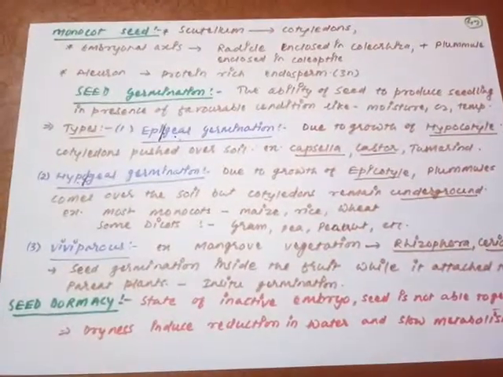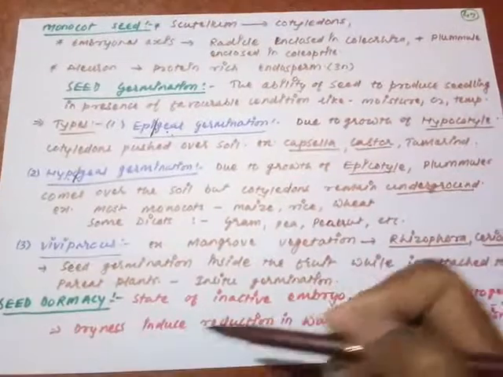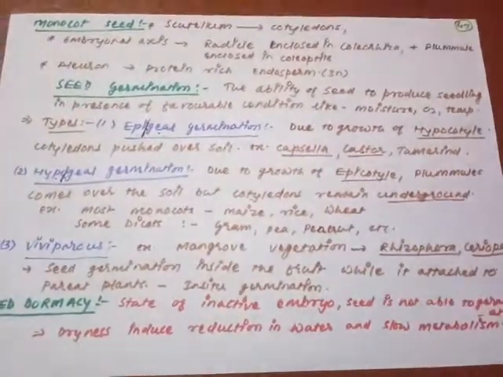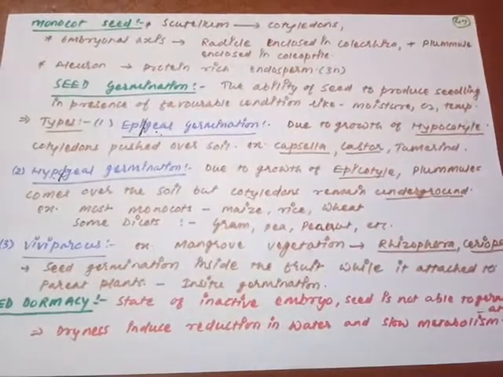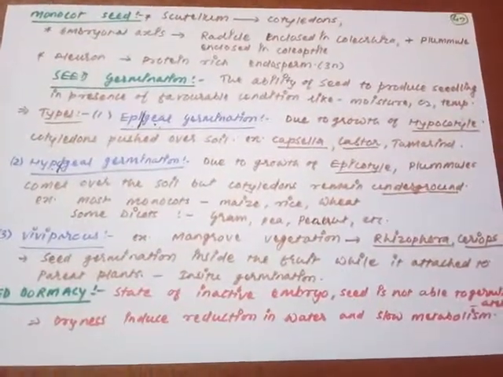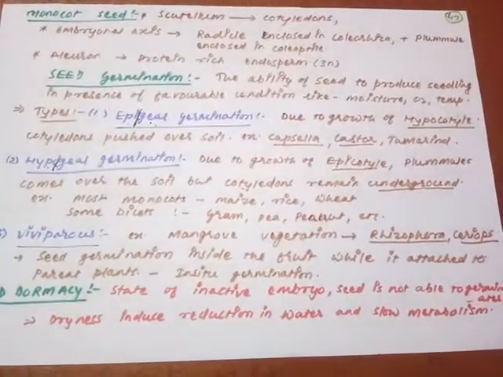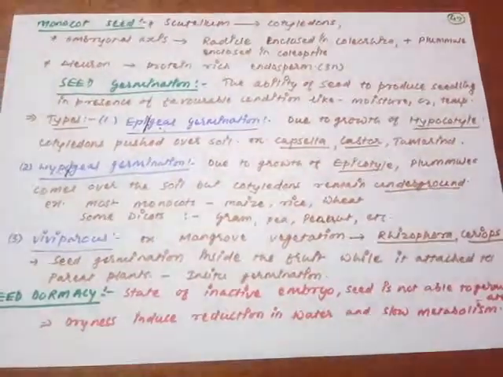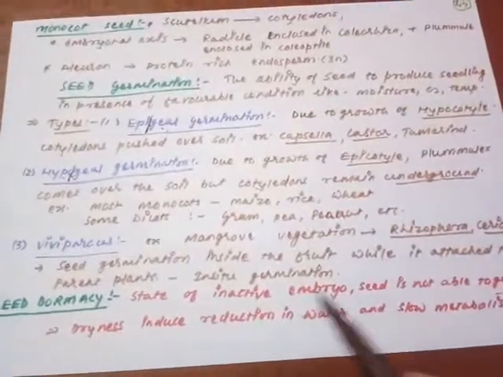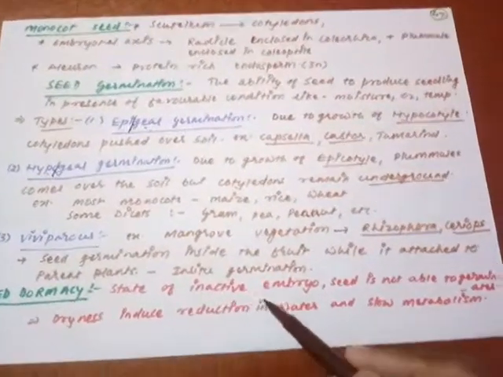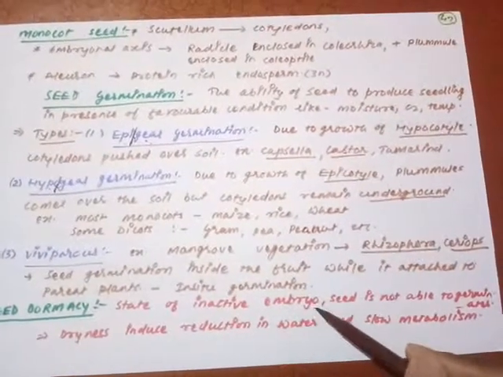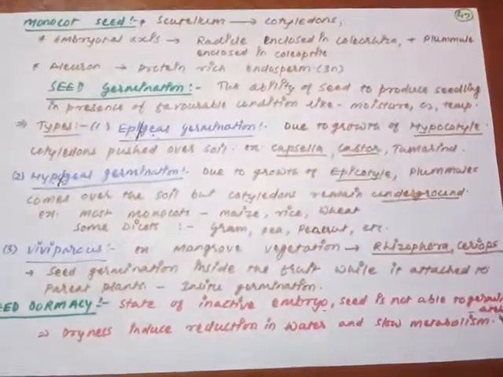One more important point that we have to see is seed dormancy. We can say the seed is able to germinate, that is seed germination, but sometimes the seed fails to germinate by itself. That condition or duration is called seed dormancy. Seed dormancy is the state of inactive embryo. The seed is not able to germinate. Are you getting my point?